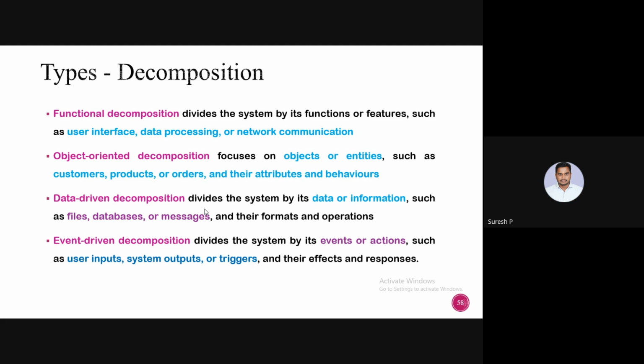Normally in event-driven decomposition, the system is divided based on events or actions. Suppose whenever an event occurs, certain actions have to be performed in the system. That is called what? Event-driven decomposition. For example, if the user gives some input, then it has to take some action. When the system generates output, it has to take some action. If there is any trigger, then automatically it has to take some action. So if systems are divided based on that, it is called event-driven decomposition.